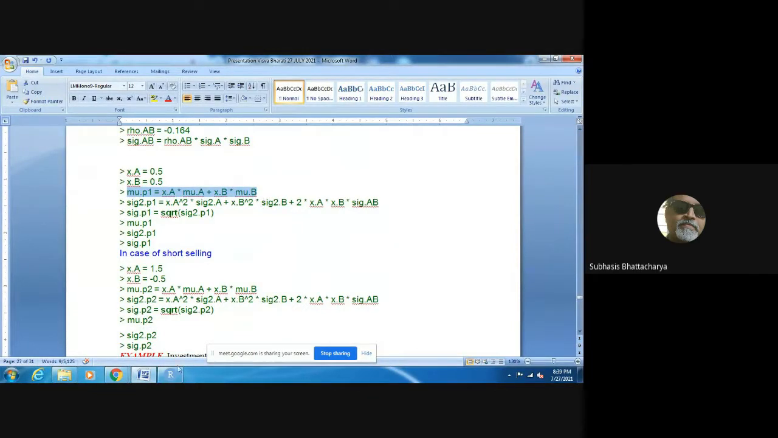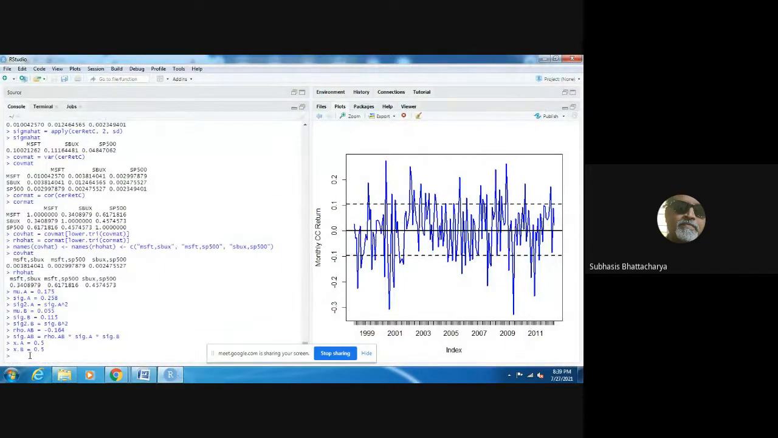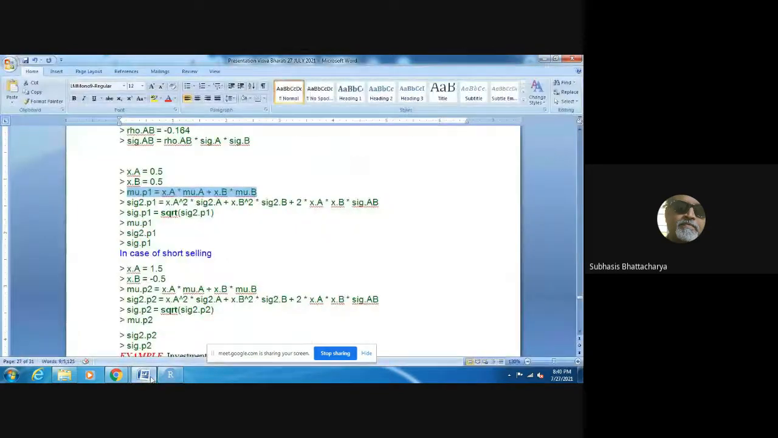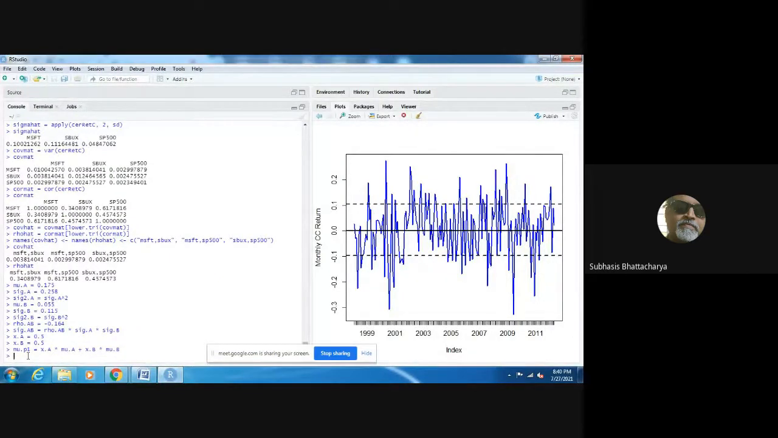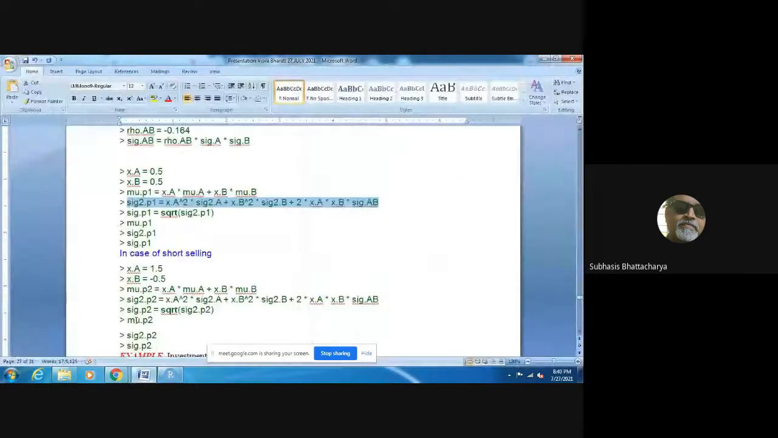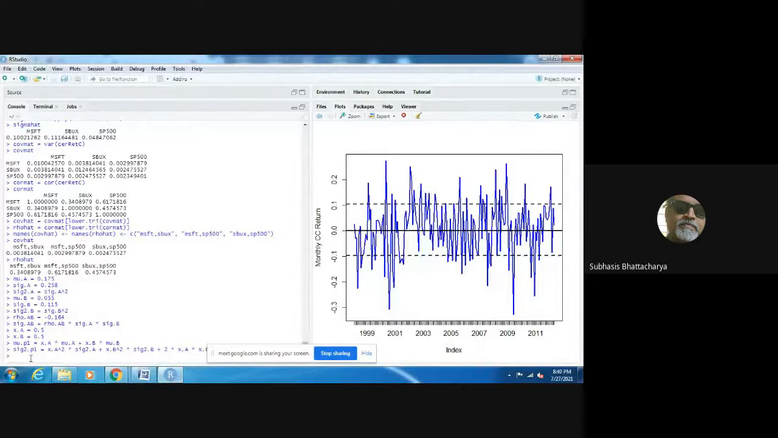The expected return is in this form. The combined sigma is in this form. These are the mathematical formulas, and those are plotted in R.